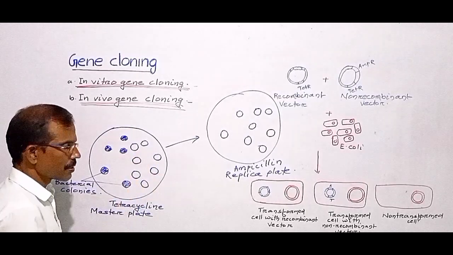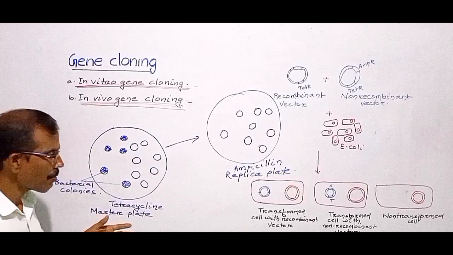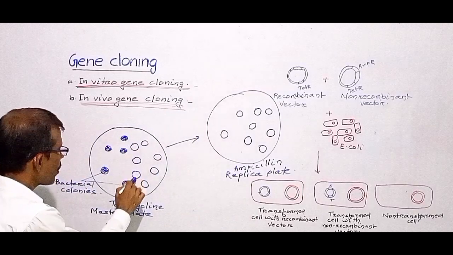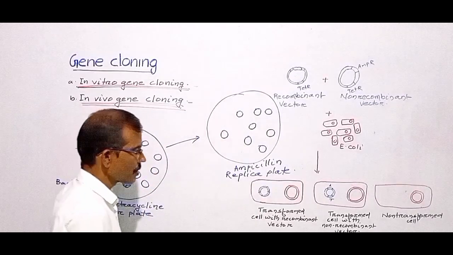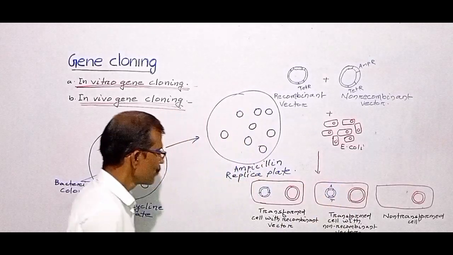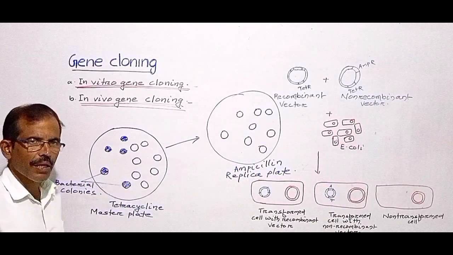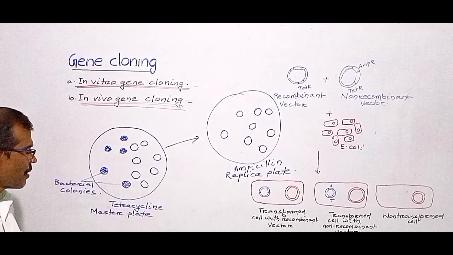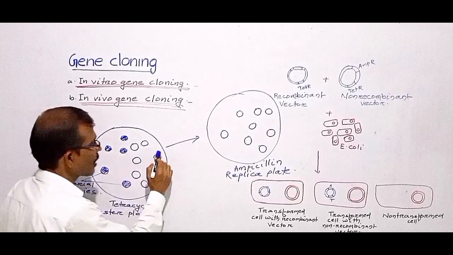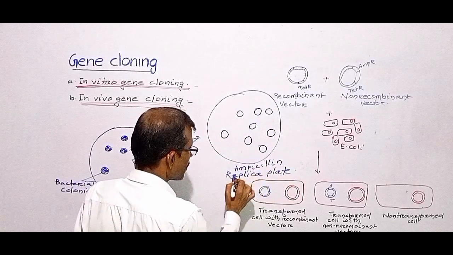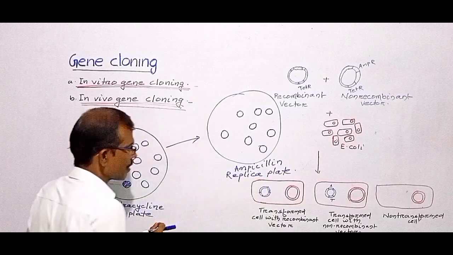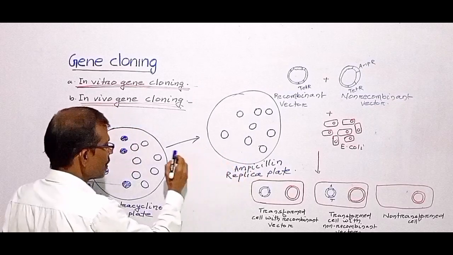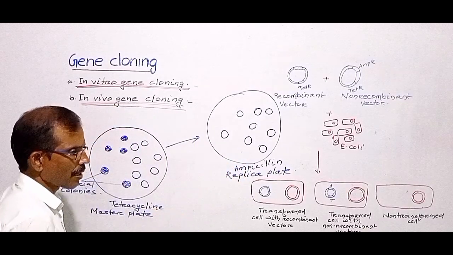Out of these colonies, one type of colonies are formed by E. coli cells with the recombinant vector, and the remaining colonies are formed by E. coli cells with the non-recombinant vector. In order to identify the bacterial colonies that are formed by E. coli cells with the recombinant vector, these bacterial cells are plated on a secondary plate containing the antibiotic ampicillin. These bacterial cells are transferred to the secondary plate by using a nitrocellulose membrane.